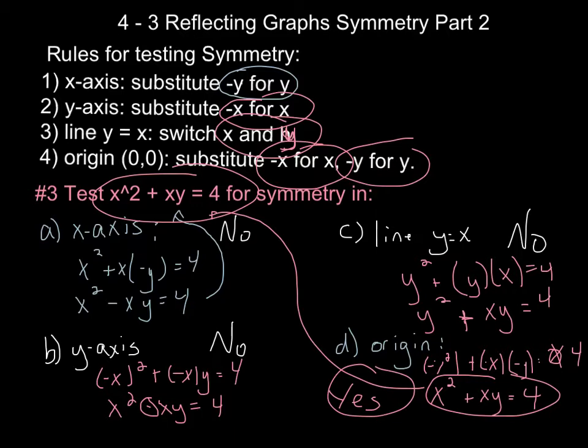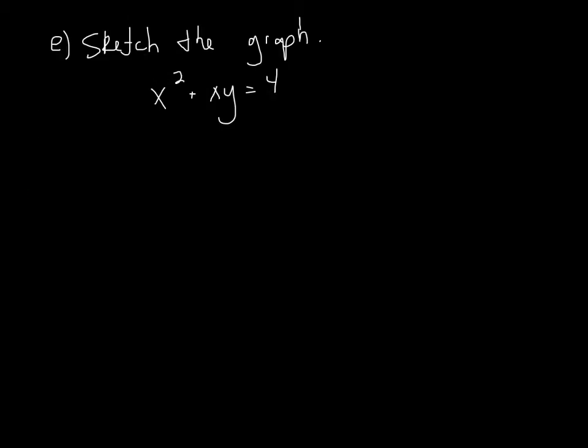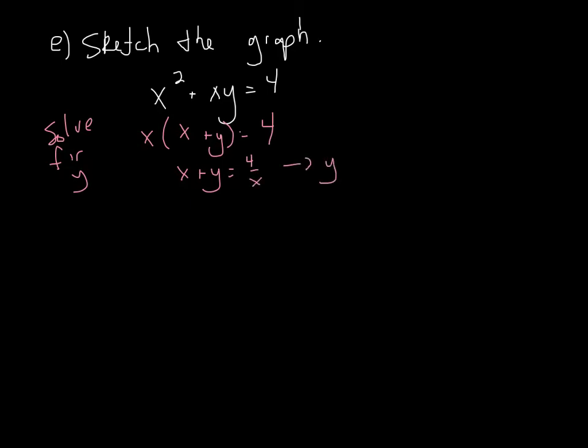The graph does. Well, let's sketch the graph and just get a picture of what it looks like to have symmetry in the origin. What I would do is solve the original equation for y. How would you solve this for y? I would factor out an x. That leaves you with x plus y. Now you can divide both sides by x, so you get 4 over x. And then you can get y by itself. So it really says y equals 4 over x minus x.